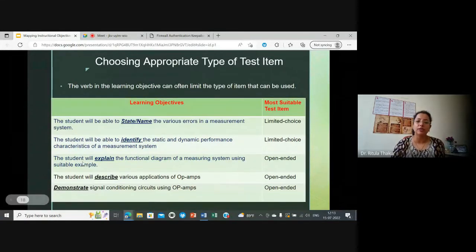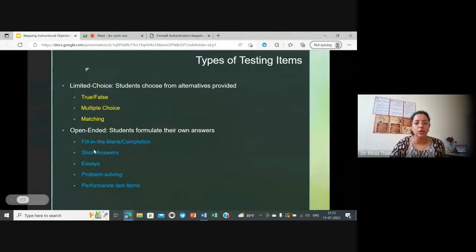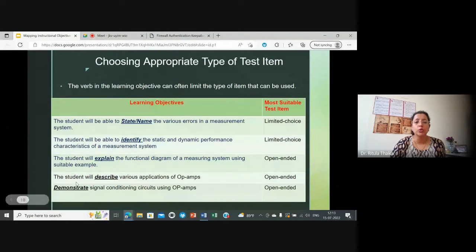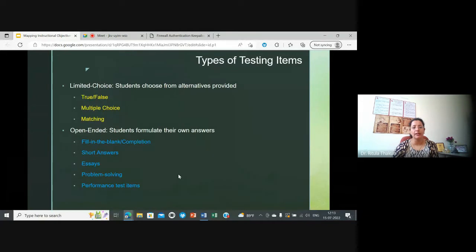Similarly, one of the learning objectives is the student will explain the functional diagram of a measuring system using a suitable example. So what is the verb here? It is explain. Explain means the suitable item will be most open-ended. Like, for example, it can be any of these. Student will describe various applications of op-amps. Again, it is open-ended because when he's describing, it is more of an open-ended test item which should be given. And demonstrate signal conditioning circuits using op-amps. Again, this is open-ended, means it comes in the performance test items.